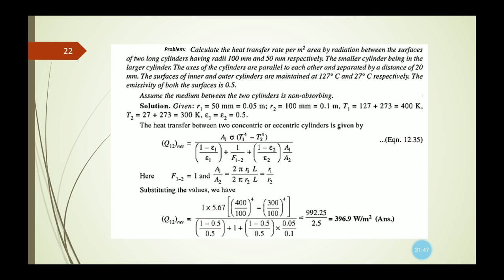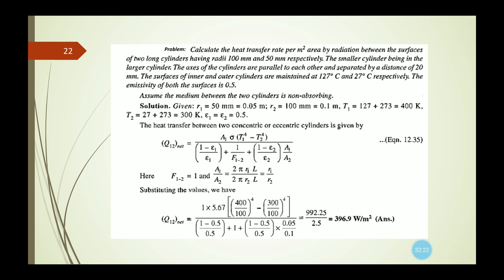Now, for the heat transfer between the two concentric cylinders, we need to use the formula we discussed earlier. Q1 net equals A1 sigma (T1 to the power 4 minus T2 to the power 4) divided by (1 minus epsilon 1) by epsilon 1 plus 1 by F12 plus (1 minus epsilon 2) divided by epsilon 2 multiplied by A1 by A2. Here F12 equals 1.